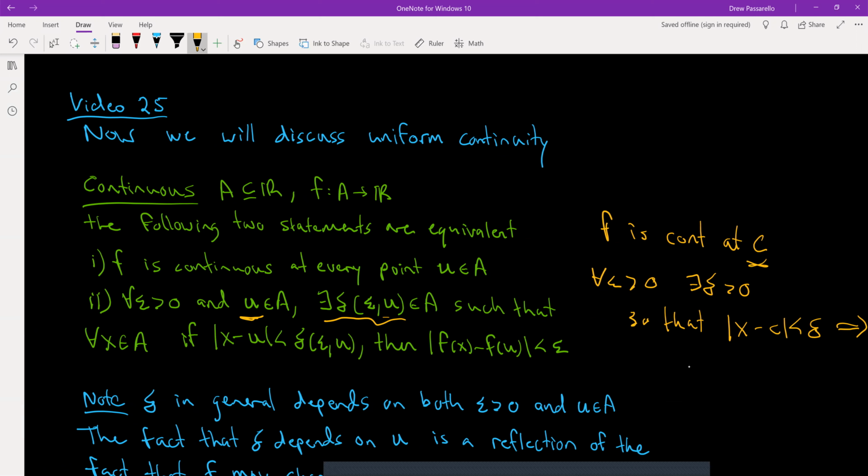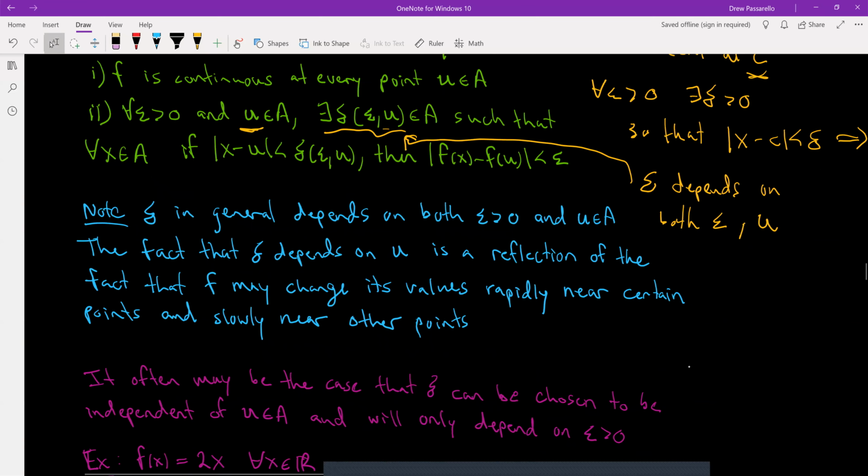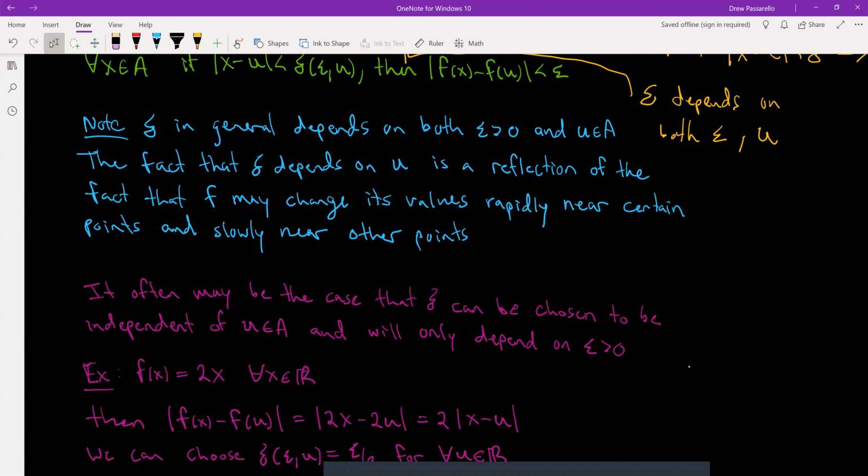The reason why I wrote it like this is that delta actually depends on both epsilon, and in this case, I'm using the letter u. So it depends on both epsilon and the value u. All right, so, which I wrote here in blue, in general, delta depends on both epsilon and u in A. The fact that delta depends on u is a reflection of the fact that f may change its values rapidly near certain points, and then may change its value slowly near other points. So it often may be the case that delta can be chosen to be independent of this u in A and will only depend on epsilon.